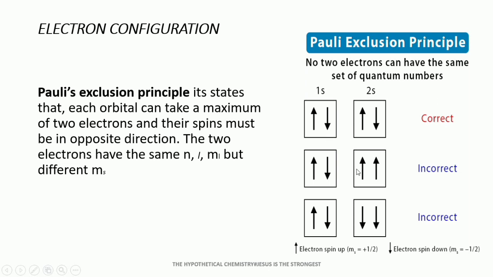So this is the correct configuration. This and that are incorrect. Why? Because here it is correct in the 1s orbital, but in the 2s, all the electrons are spinning up, which is wrong. Here they are all spinning down, which is wrong. One must spin up like this and the other downward.